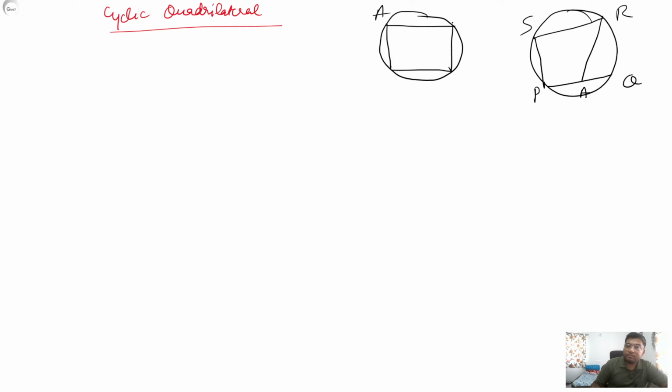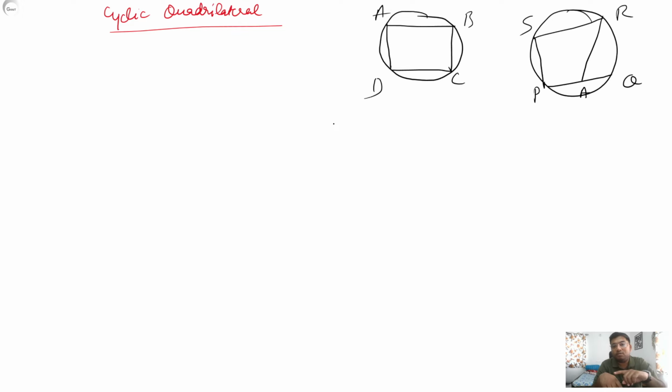Okay, so we have the cyclic quadrilateral A, B, C, D. Now, like any good quadrilateral, all the angles will add up to 360 degrees. Those things never go out of fashion. Please remember, you're talking about a quadrilateral, all four angles will add up to 360.